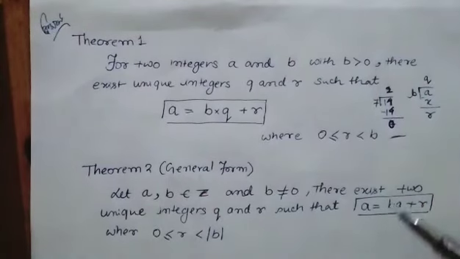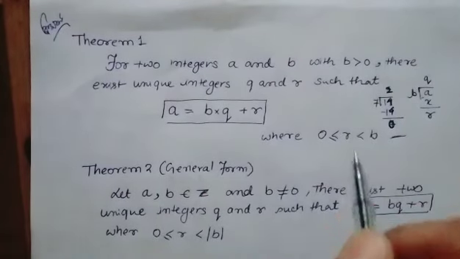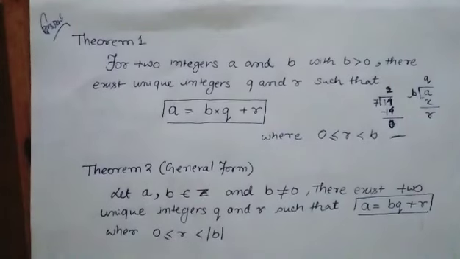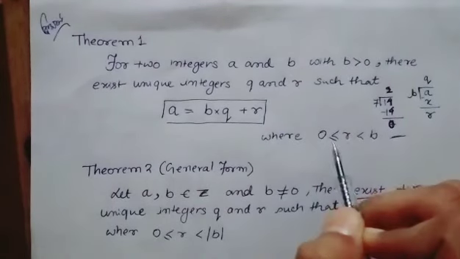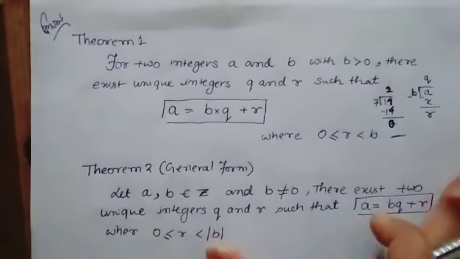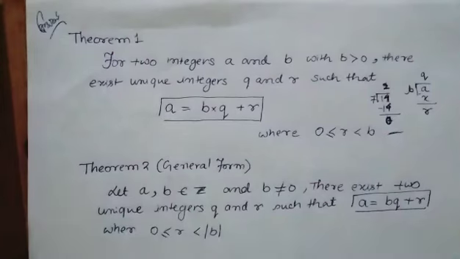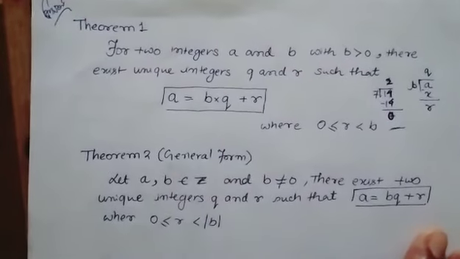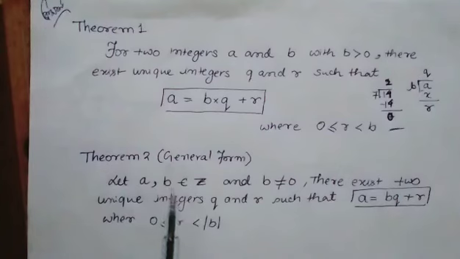So the remainder cannot be greater than the divisor b. This is the theorem, and in a more generalized form, a and b belong to the integers. a has no restrictions, but b must not be equal to 0, because if you divide anything by 0, it will be undefined. So b cannot be equal to 0.